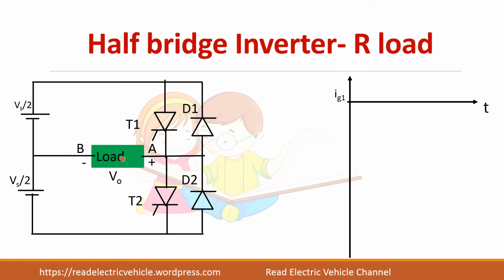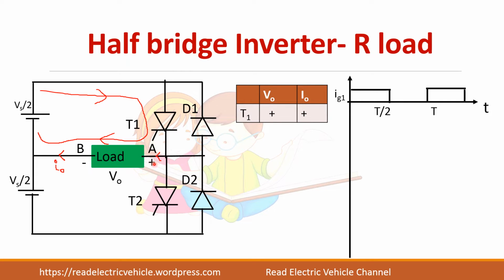Now when we give the gate pulse for thyristor T1, the current flows through the thyristor, load and the supply. Now you apply the Kirchhoff's voltage law. We can see that this is conducting, so this supply voltage will appear across the load. So V0 is positive here because I have taken this as plus and this as minus, and current direction is from A to B. So if we consider these two cases as positive, when T1 conducts, V0 and I0 are positive.